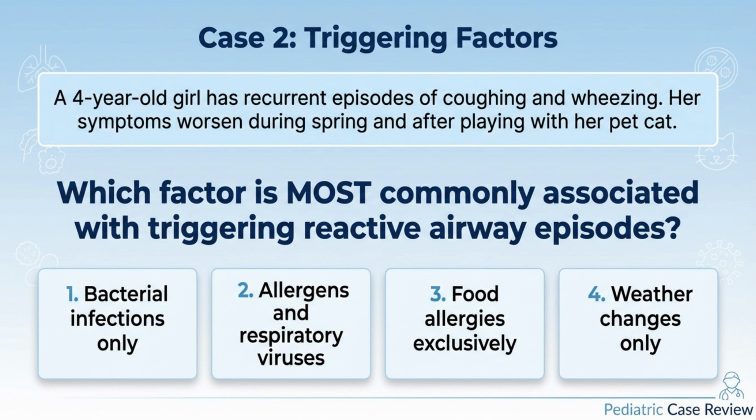Here is case 2 regarding triggering factors. A 4-year-old girl has recurrent episodes of coughing and wheezing. Her symptoms worsened during spring and after playing with her pet cat. Which factor is most commonly associated with triggering reactive airway episodes? Option 1, bacterial infections only. Option 2, allergens and respiratory viruses. Option 3, food allergies exclusively. Option 4, weather changes only.